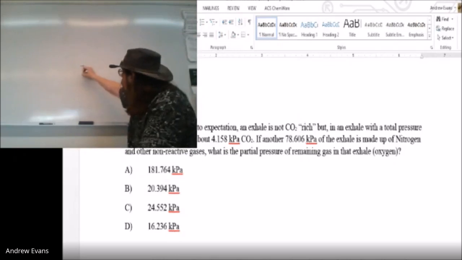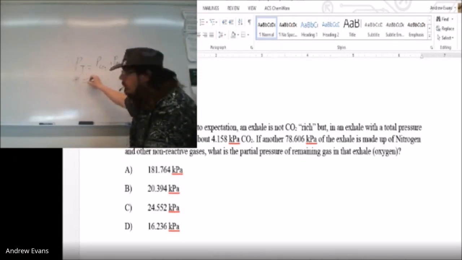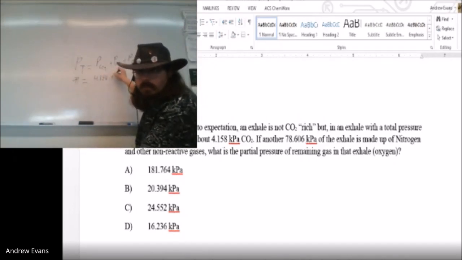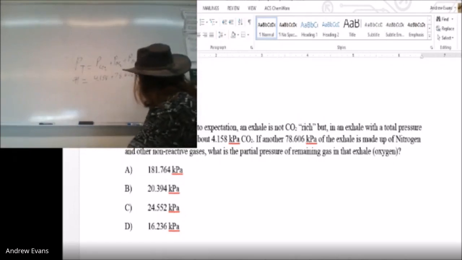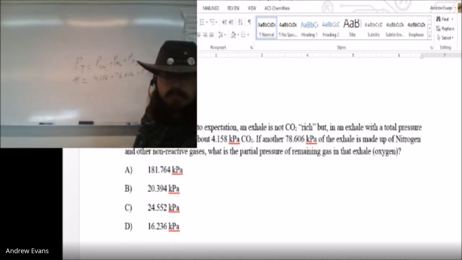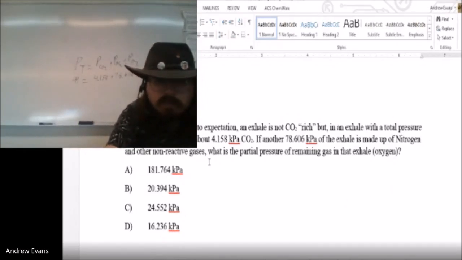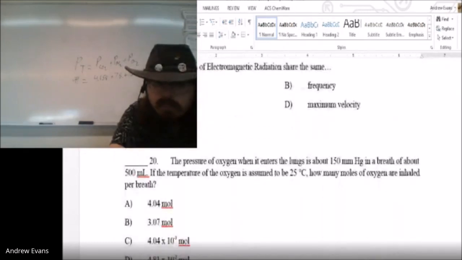So the total pressure, P total, is equal to P CO2 plus P nitrogen plus P oxygen. And if the total pressure is 99 and CO2 is 4.158, nitrogen is 78.606, the question is, what is our oxygen, which is what we're solving for. So 99 minus 4.158 minus 78.606 means you actually have another 16 kilopascals of oxygen remaining. So even when you exhale, there's a bunch of oxygen you didn't use. There's enough oxygen that still greatly overpowers the CO2. So answer is D.